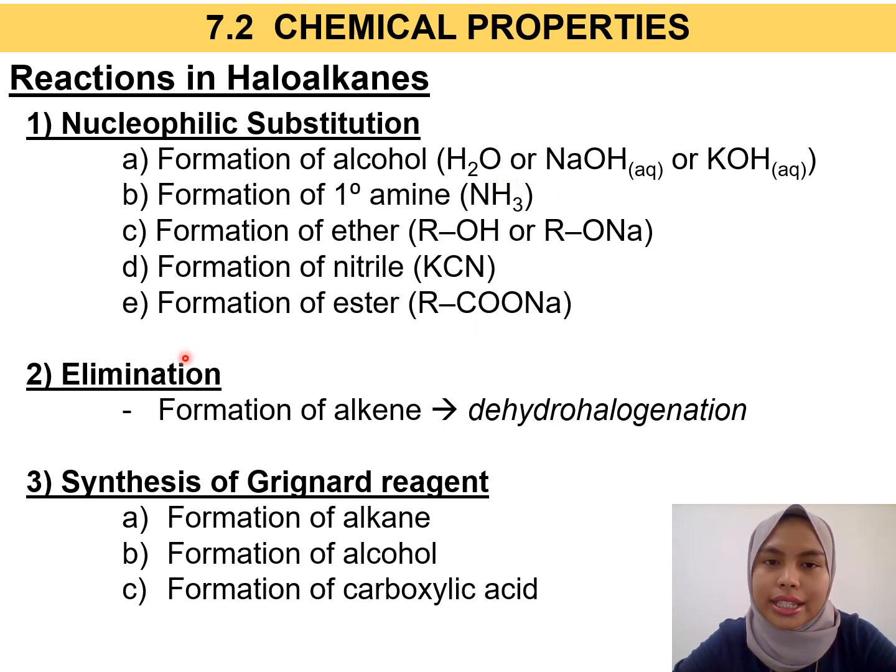Okay, and then next one is elimination. I believe that you have met this before bila you nak buat alkene melalui proses dehydrohalogenation, where the reagent is potassium hydroxide and then ethanol, and the condition is reflux. Okay, you have met this before. Lastly is the synthesis of Grignard reagent, ataupun the use of haloalkane melalui Grignard reagent, from which you can form alkene, alcohol, and carboxylic acid.